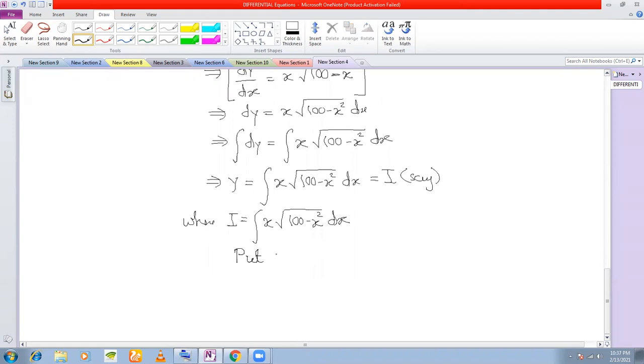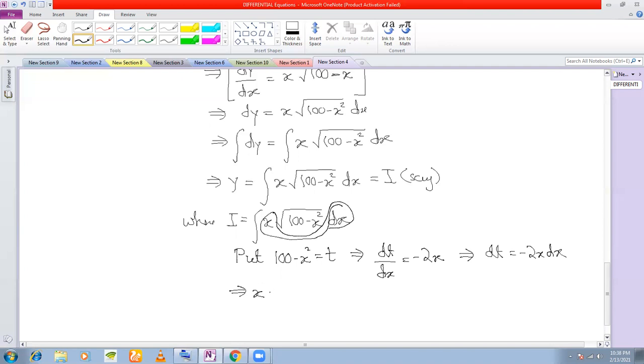Put 100 minus x square is equal to t. Right. So what do you get? If you differentiate, dt/dx is equal to minus 2x, right? That means you get dt is equal to minus 2x dx. That means you get x dx, this part here. What do you get x dx as? Minus half dt, right?